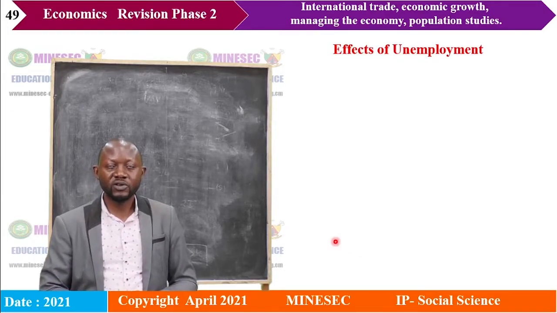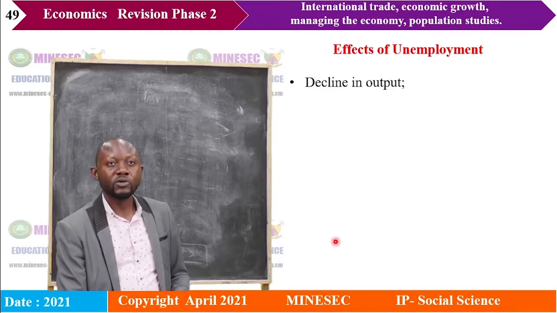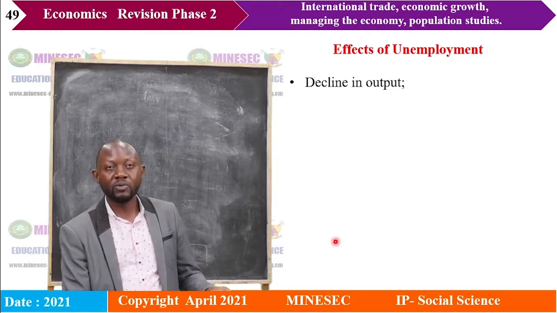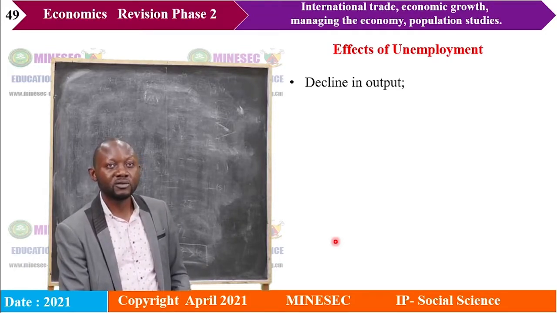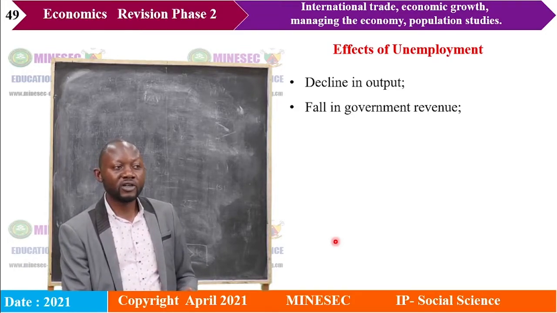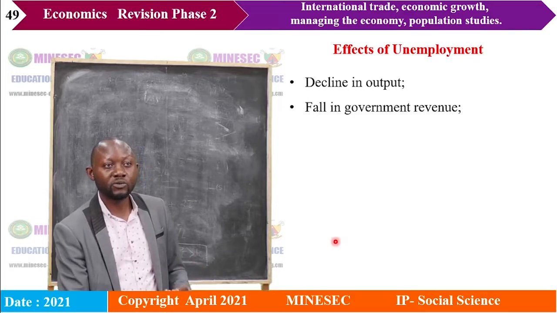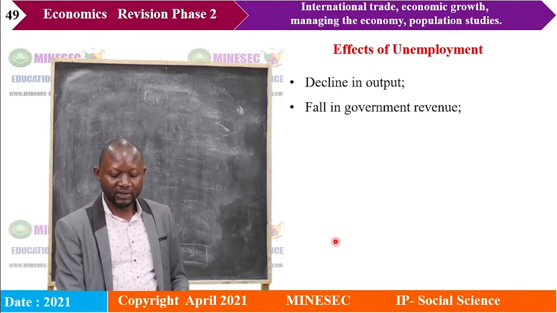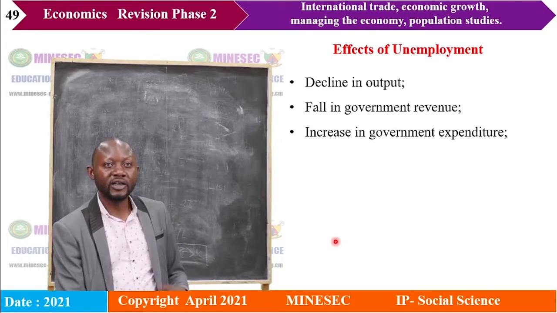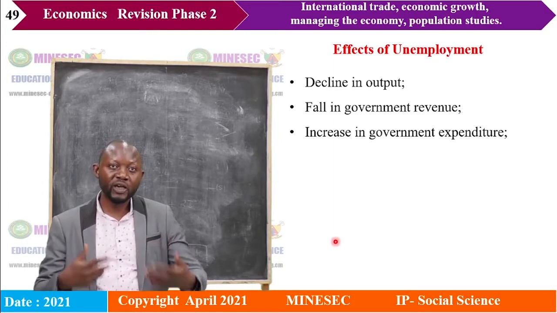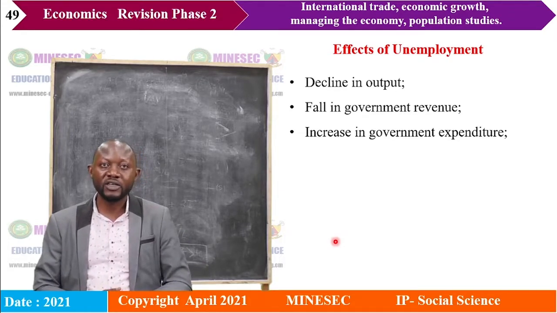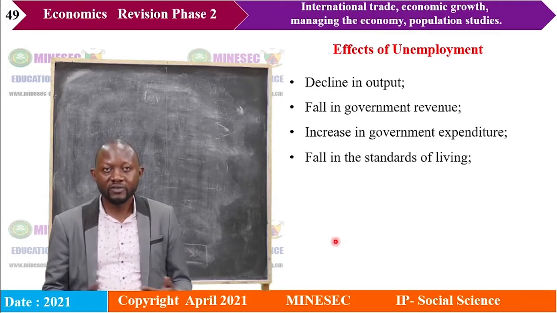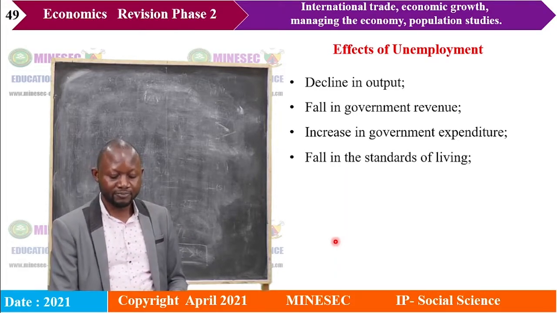Then let's go to the effects of unemployment. We have a decline, a loss in output. The unemployed are not producing what they were supposed to be producing, so the output is lost. There's a fall in government revenue. The government will lose revenue from taxes, as it will not be able to get that from the unemployed. There's an increase in government expenditure. It might need to spend more to provide unemployment benefits and training schemes for the unemployed. There's a fall in living standards, especially for the unemployed.